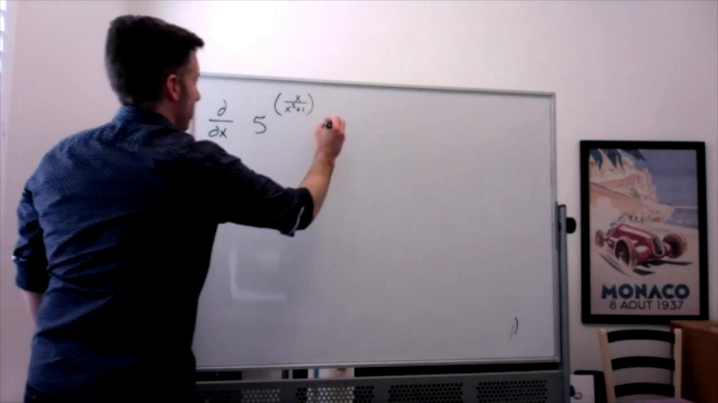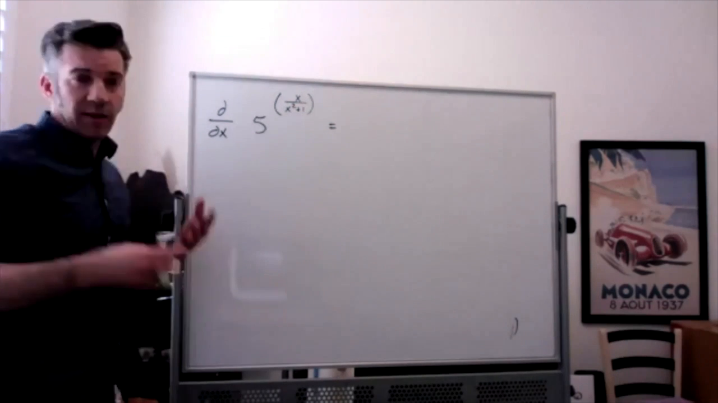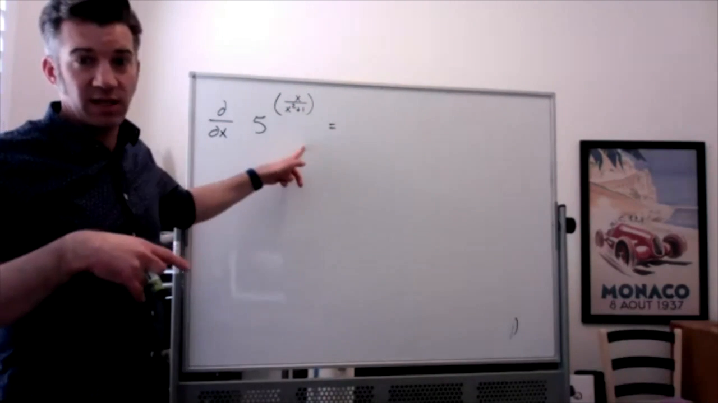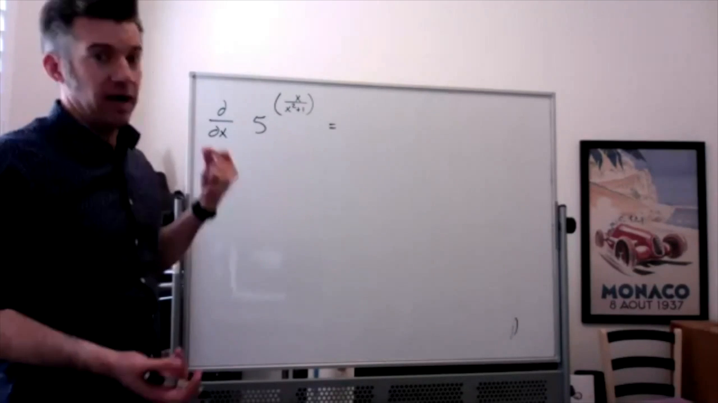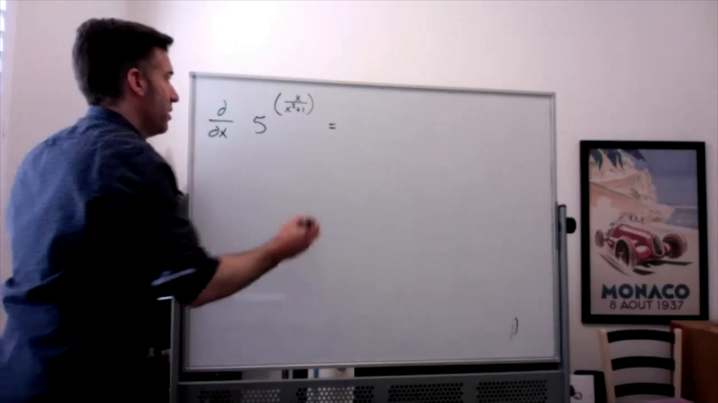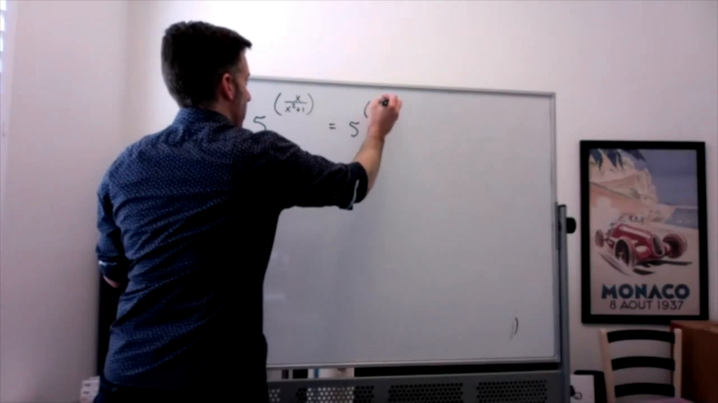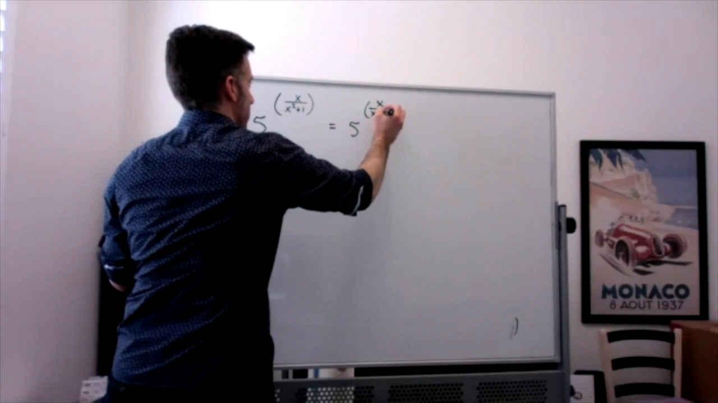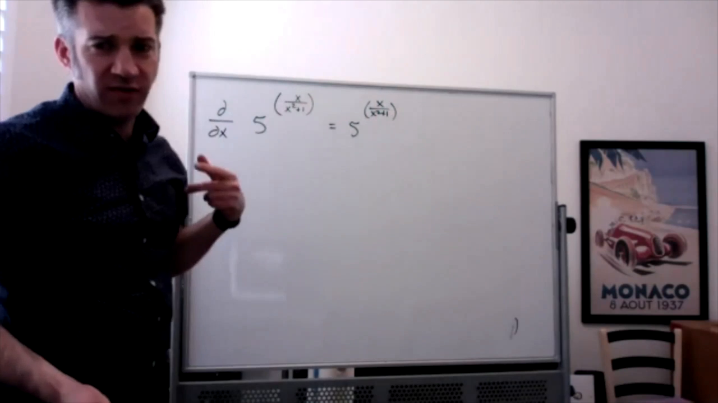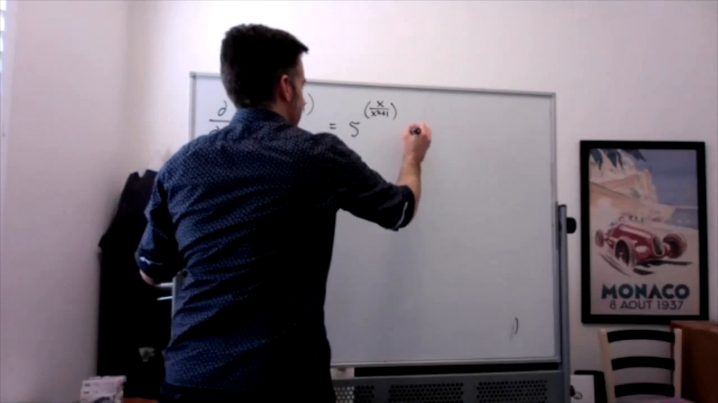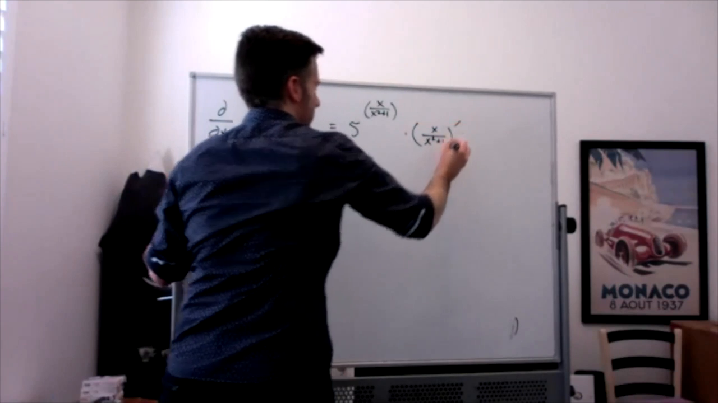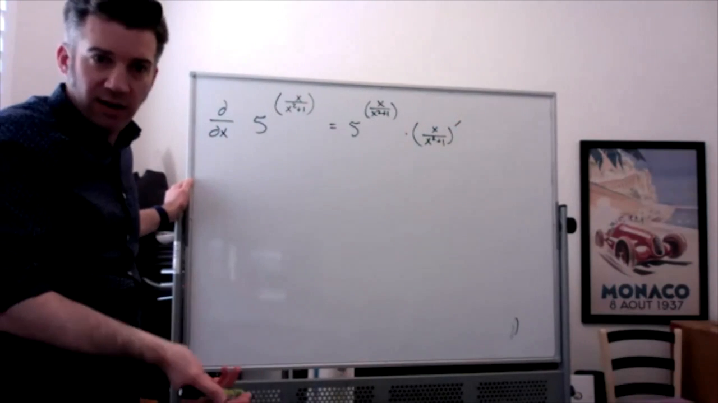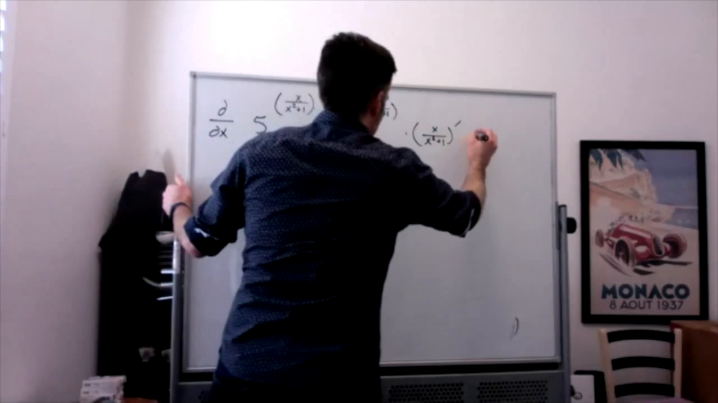So again, I'm just using the rule. I've got 5 to the stuff. My derivative is 5 to the stuff times the derivative of the stuff times the natural log of 5. So it's going to be 5 to the x over x squared plus 1. Maybe I don't want to take that derivative right now. I'm just going to write the derivative of x over x squared plus 1, like that, which means I'm going to have to write another step. That's okay. Times the natural log of 5.